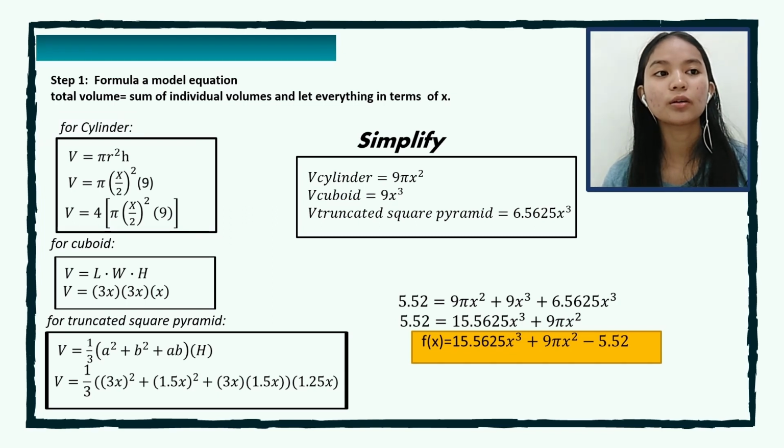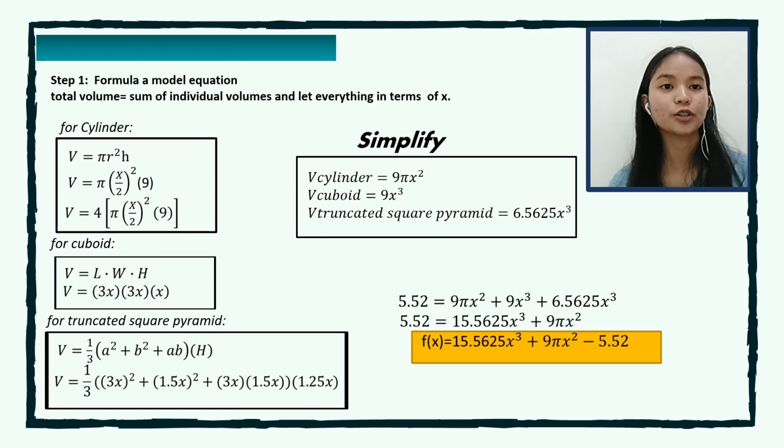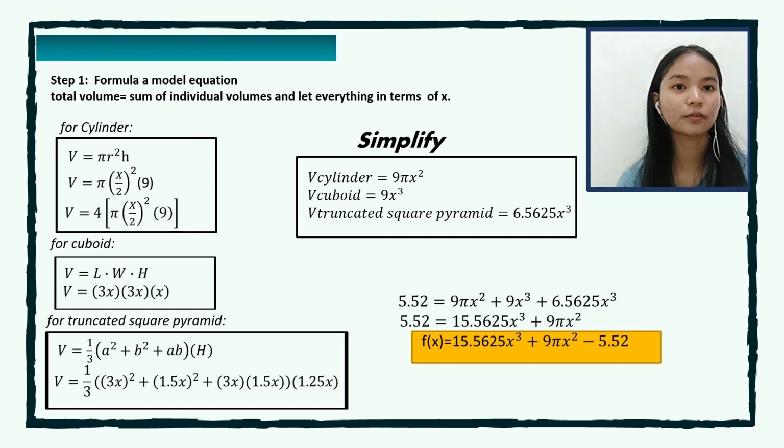And the sum of individual volumes, we get 5.52 equals 9 pi x squared plus 9x cubed plus 6.5625 x cubed. Transposing 5.52 to the other side and simplifying the equation, we get our function: 0 equals 15.5625 x cubed plus 9 pi x squared minus 5.52. So we have f of x equals 15.5625 x cubed plus 9 pi x squared minus 5.52.